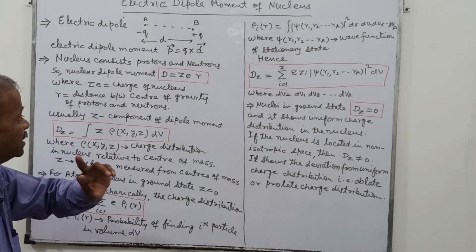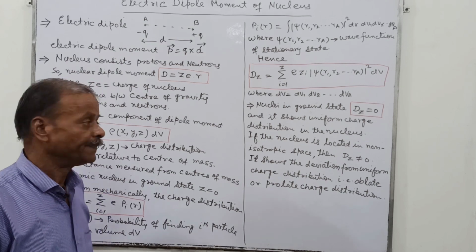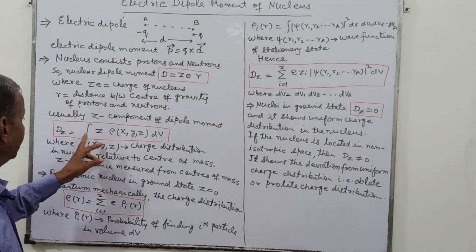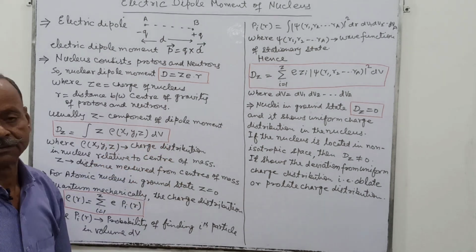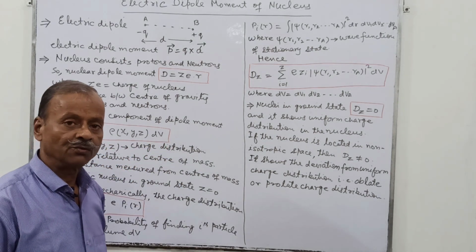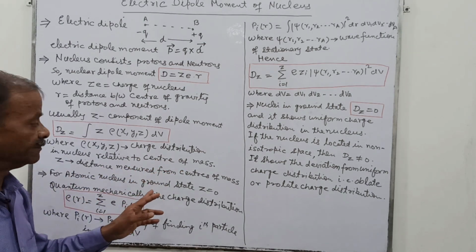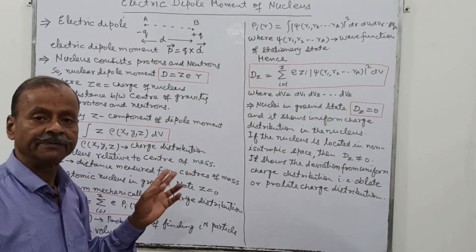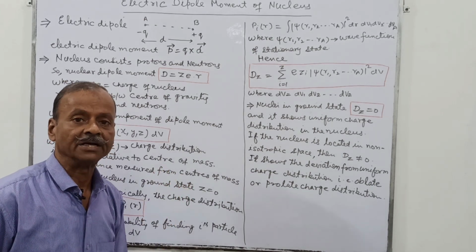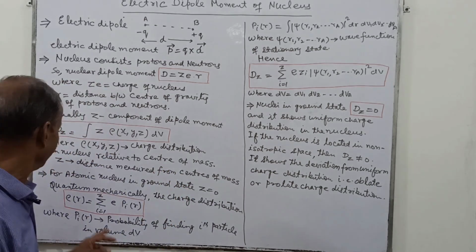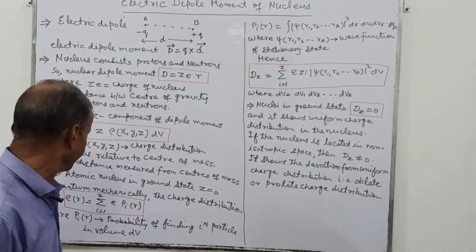Now generally we take the Z component of this dipole moment. So this Z component is the integral of z rho(x,y,z) dV. This rho(x,y,z) is the charge distribution in the nucleus relative to the center of mass. Center of mass means the center of mass of the nucleons. Z is the distance between the centers of mass.